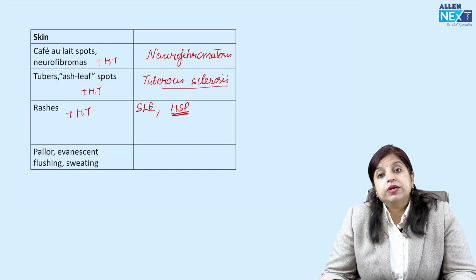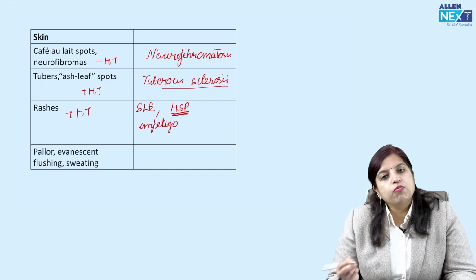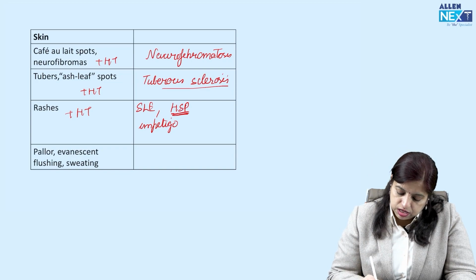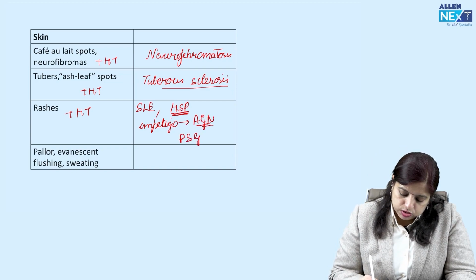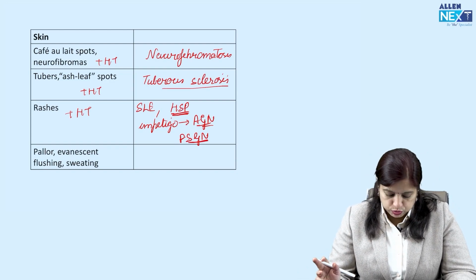If you have impetigo, skin infections, right, with hypertension, or a previous history of impetigo, a skin infection, and now the child presents to you with hypertension, this is nothing but acute glomerulonephritis, also known as post-streptococcal glomerulonephritis. Please remember this, a very important disorder from your MCQ point of view.